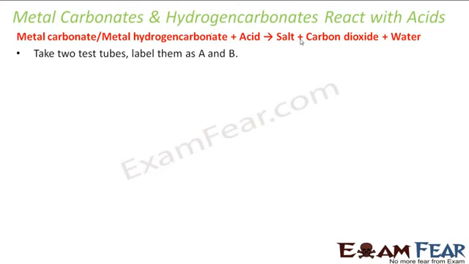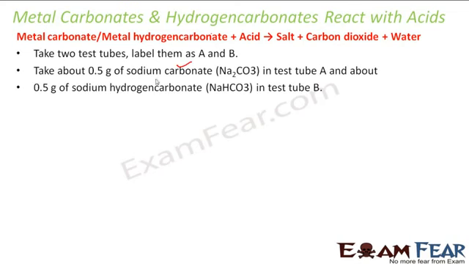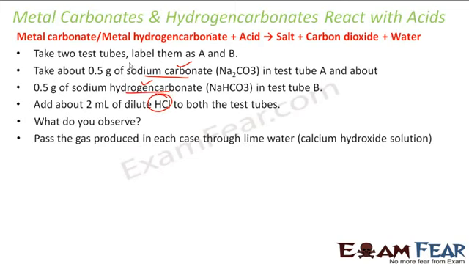We'll take two test tubes and label them A and B. We'll put about 0.5 grams of sodium carbonate in test tube A and about 0.5 grams of sodium hydrogen carbonate in test tube B. So I'm doing both in one shot. Here I'm taking metal carbonate and metal hydrogen carbonate, and in both cases I'm adding acid. You observe that gas is produced in both cases, and when you pass this gas through lime water, it will turn milky. That means carbon dioxide gas is produced.